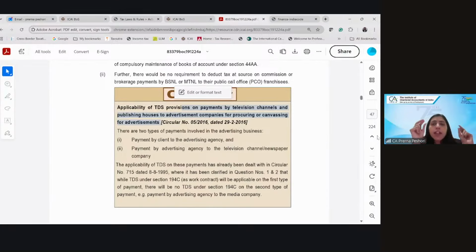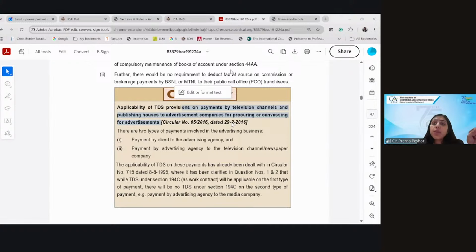So the applicability of the TDS is under question under these. So when Nirma will pay to the advertising company, TDS will be under what section? It is a contract. It's a work contract. 194C. Work contract specifically includes the advertisement. Correct? So that is very, very clear.